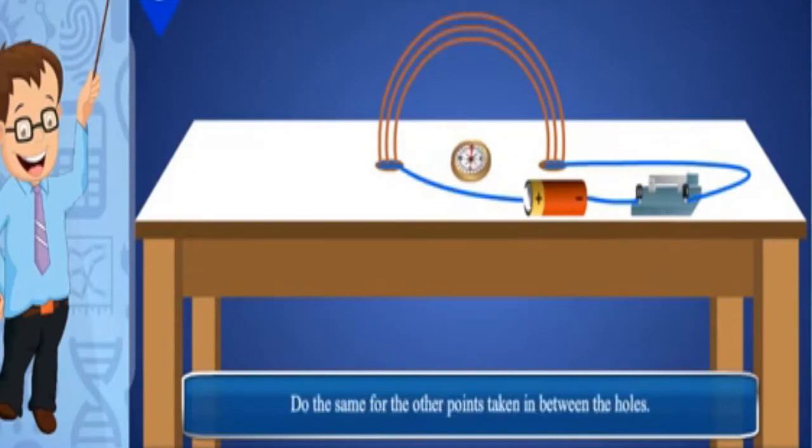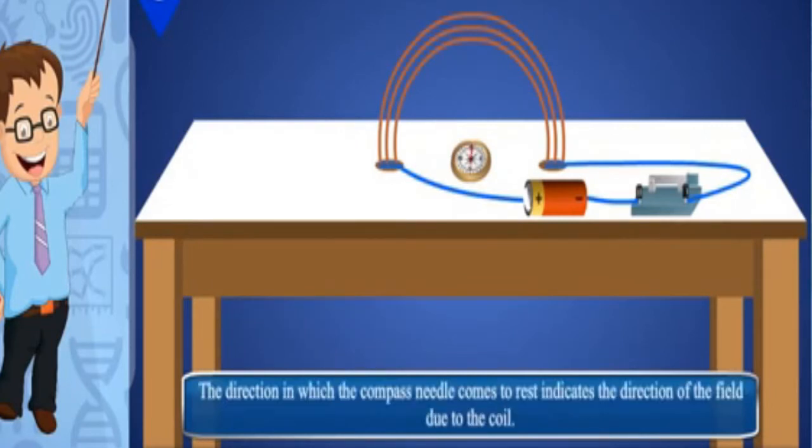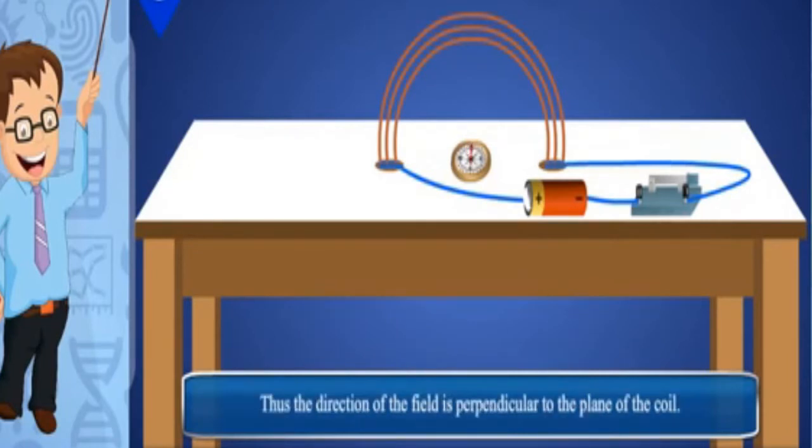Do the same for the other points taken in between the holes. Draw corresponding lines. We will get field lines of the circular coil. The direction in which the compass needle comes to rest indicates the direction of the field due to the coil. Thus, the direction of the field is perpendicular to the plane of the coil.